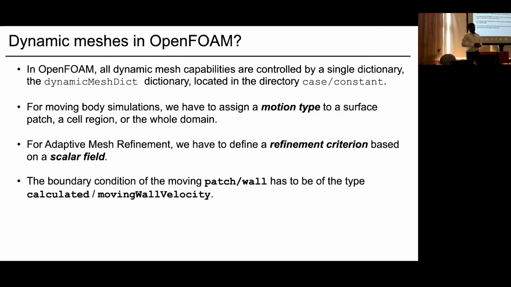And in the boundary condition, to implement this motion type, we also have to change the boundary condition of the patch or the wall in a similar way so that it is compatible with the mesh motion. So the patch and wall can be given calculated or moving wall velocity boundary condition.